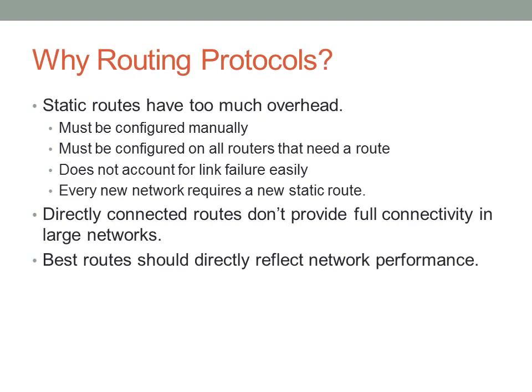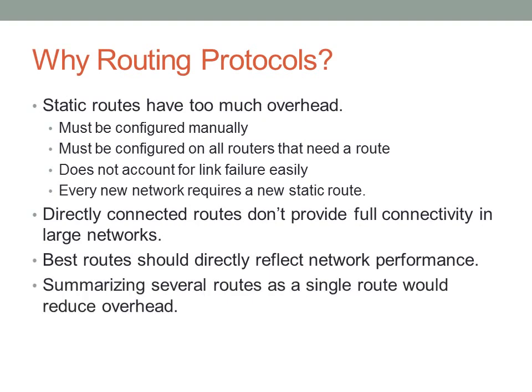The best routes should ideally reflect network performance, although that's not necessarily the case, and network performance can be described in a lot of different ways. So we'll see the different ways that routing protocols do that. Finally, we want to summarize several routes in a single route. This would be ideal because rather than having 5 or 6 routes to a group of networks, we could ideally summarize an entire group of networks as a single subnet. So we want to try to do that if we can.